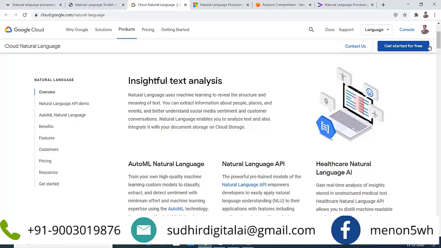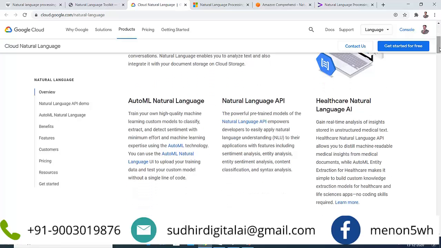Okay. So what Google talks about is natural language uses machine learning to reveal the structure and meaning of text. You can extract information about people, places, and events, and better understand social media sentiment and customer conversations. Natural language enables you to analyze text, and also integrates with your document storage on the cloud storage. What it provides you is AutoML Natural Language. You can train your own high quality machine learning custom model to classify, extract, and detect sentiment with minimum effort and machine learning using the AutoML technology. You can use the AutoML Natural Language UI to upload your training data and test your custom model without a single line of code. That's pretty interesting.